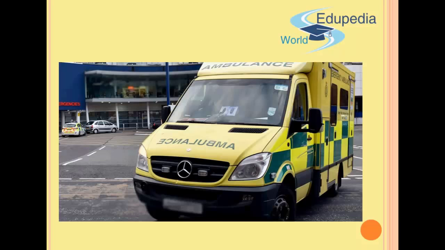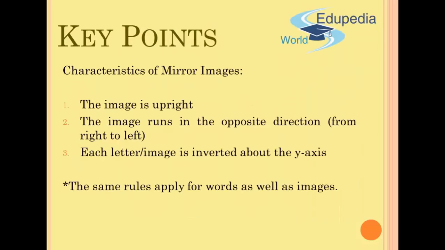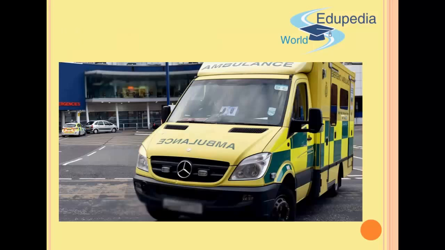So there are a few characteristics which mirror images follow. The first characteristic is that the image is upright. If you look at this ambulance, the letters are all upright. They are not upside down. When you look at a mirror, you don't see it upside down, you see it upright.